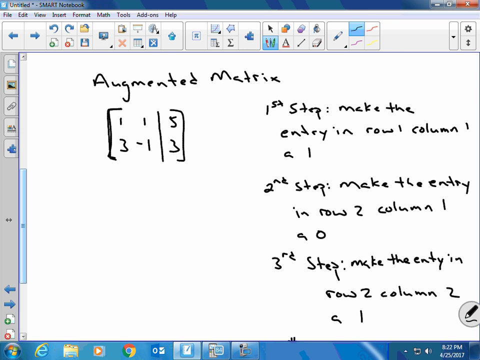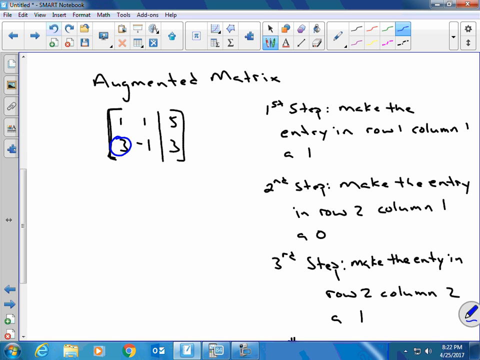On the right-hand side, I've written down the steps that we use to make that happen. After it's already written into the augmented matrix form, my first step to solve that would be to make the entry in row 1, column 1 a 1. It already is a 1. Next step, make the entry in row 2, column 1 a 0. This entry in row 2, column 1 needs to be a 0.